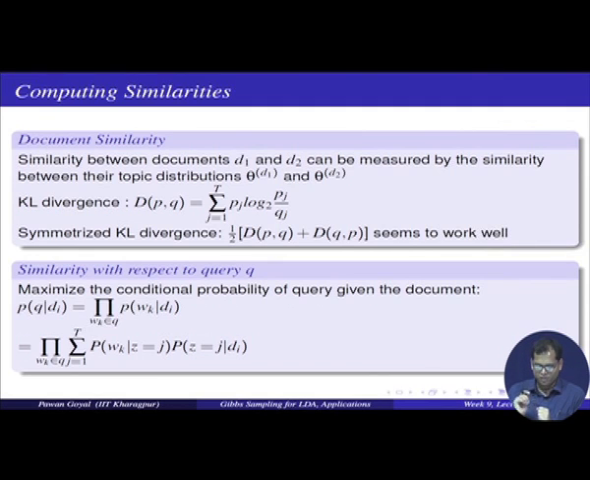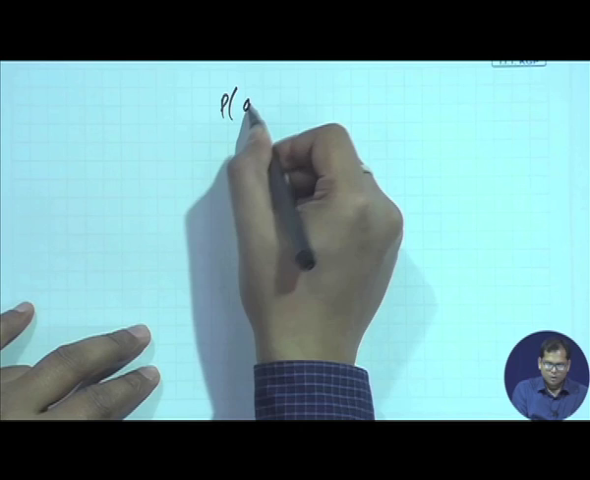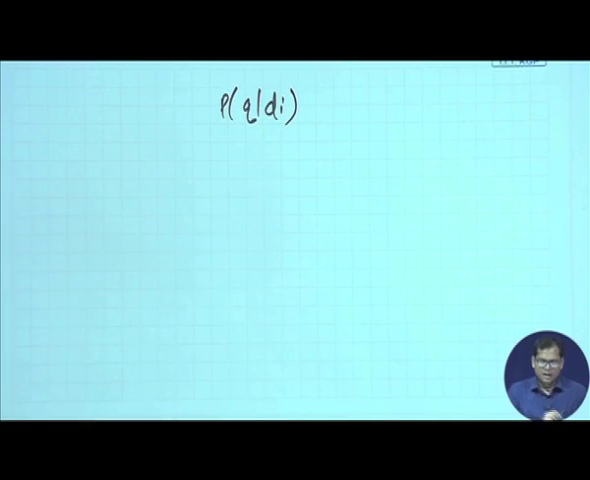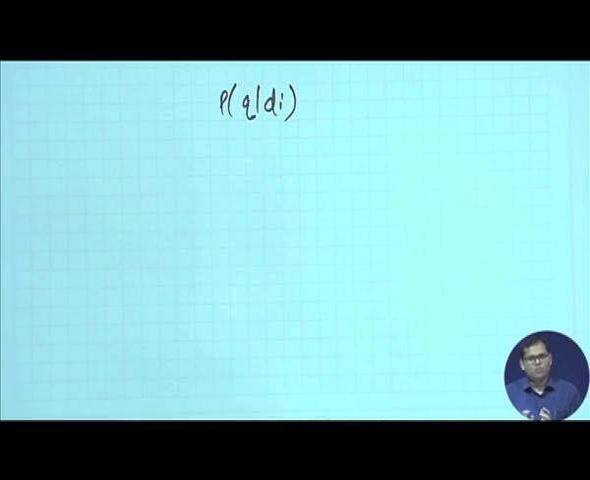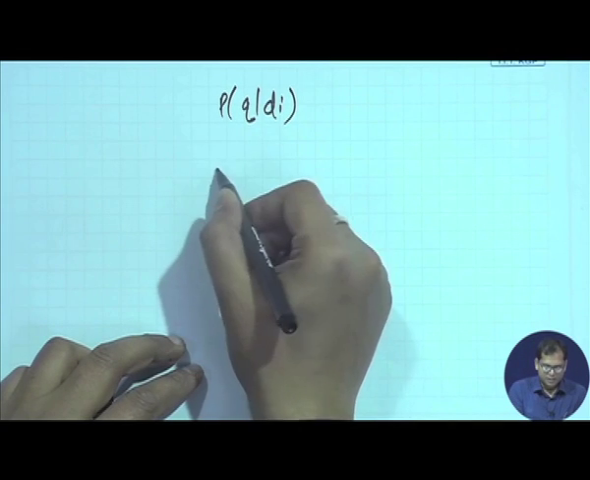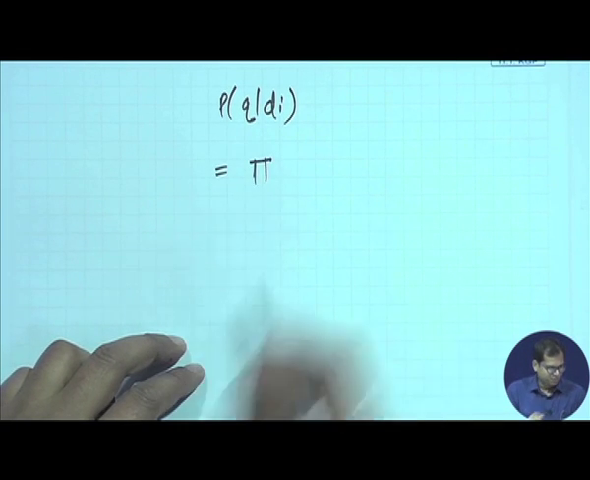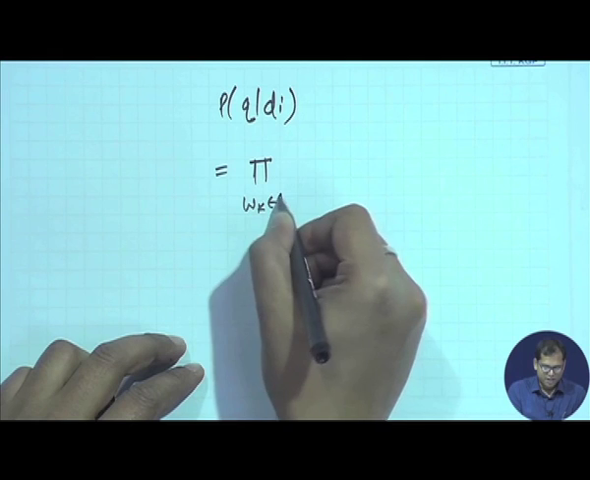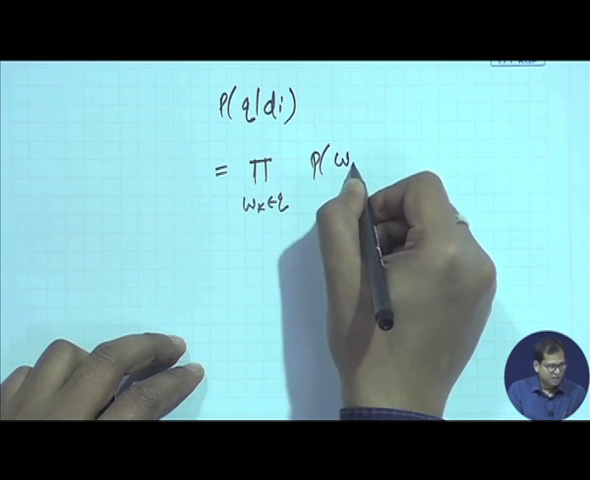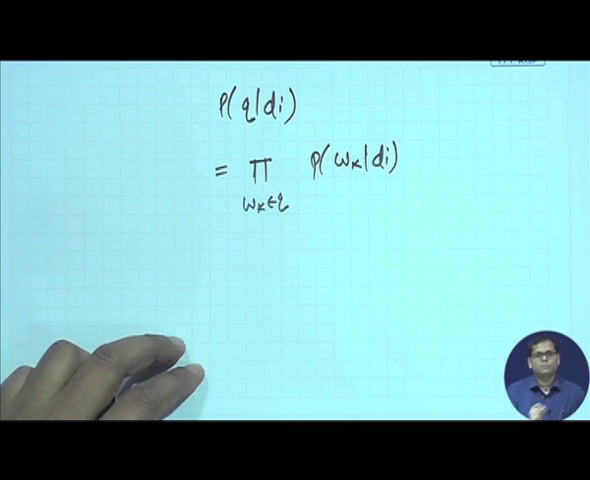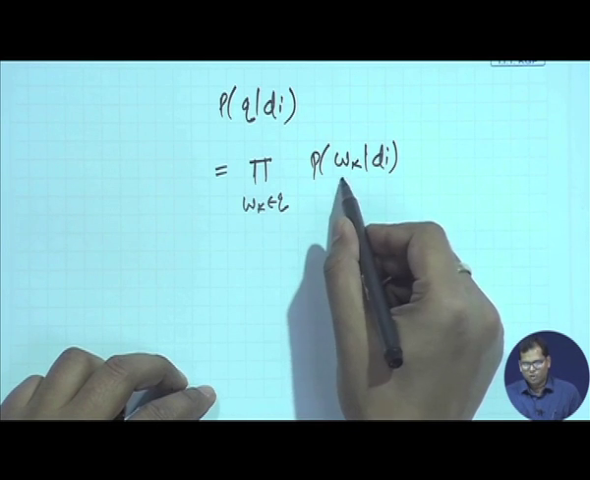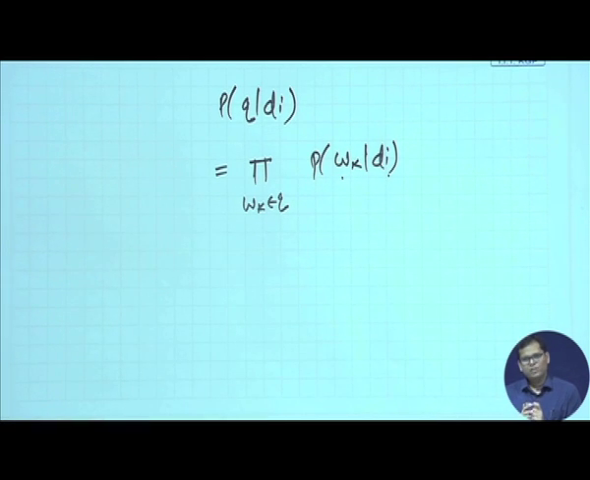And what is the formulation? You want to find out the probability of the query given the document. Now a query is nothing but a set of words. So if you take it simply, this will be a multiplication over all the words in my query, probability of wk given di. Now how do I compute the probability of a word given di? There I am using the LDA model.